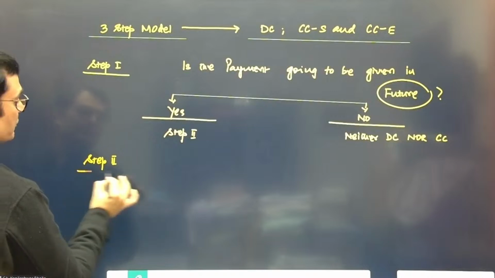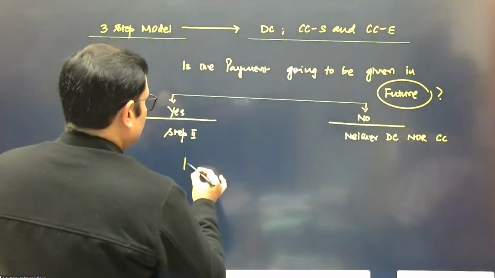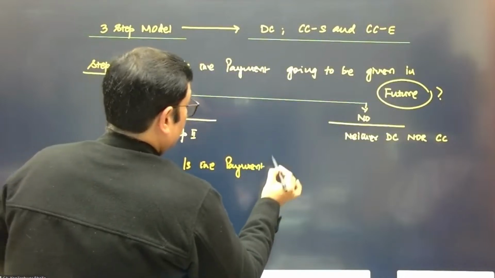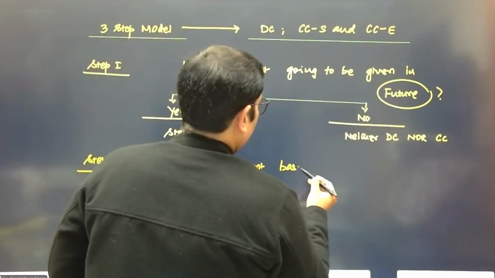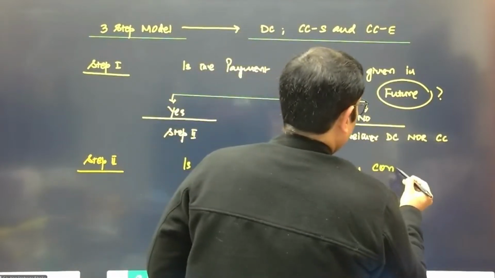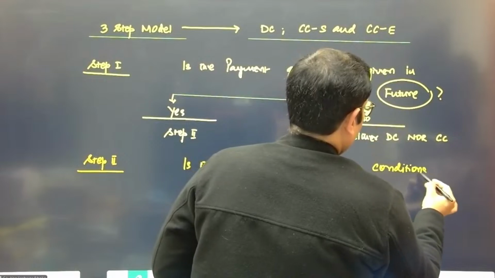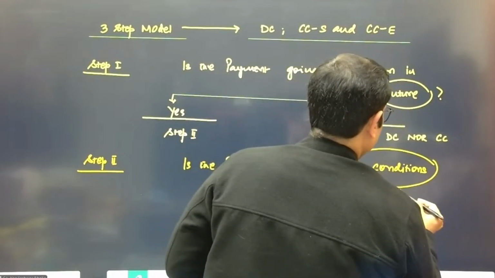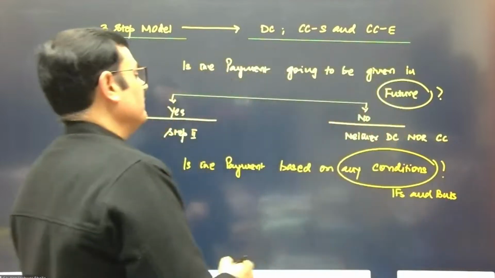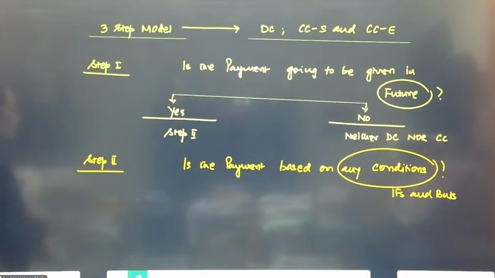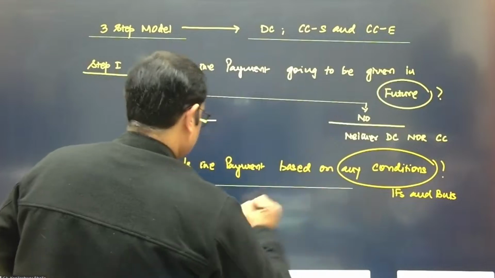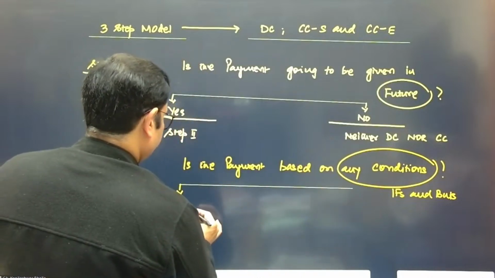And in step number 2, we'll say, is the payment based on any conditions? And circle the word any conditions. Let's put it as ifs and buts. So we need to see whether the payment is based on any ifs and buts. Is it dependent upon any conditions or not? So in this particular case, the answer would be a yes or a no.